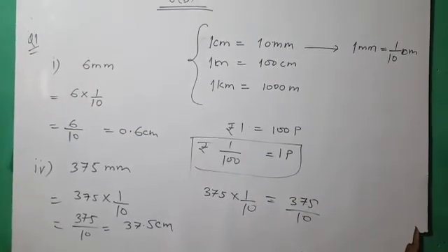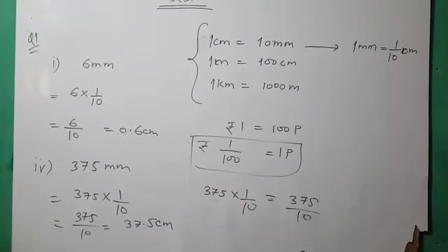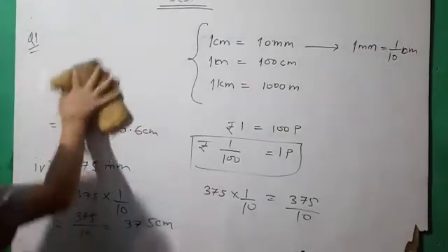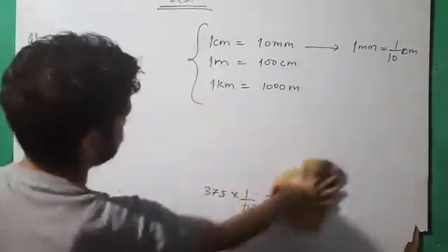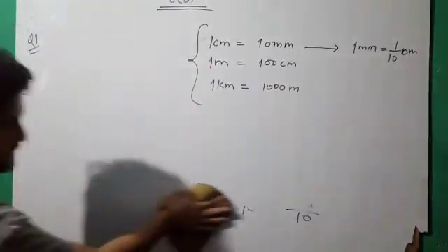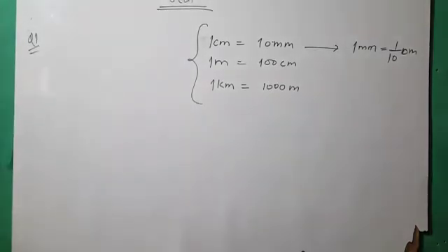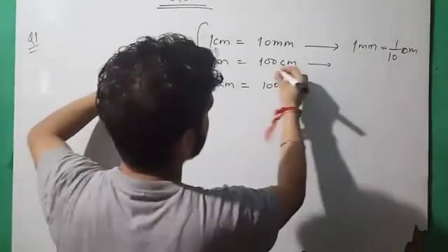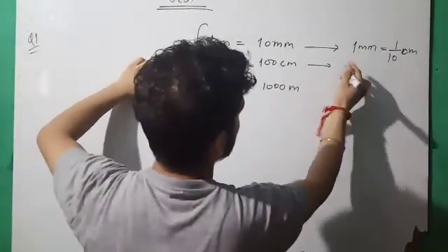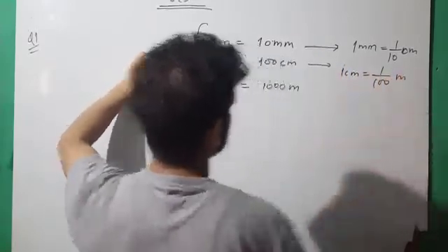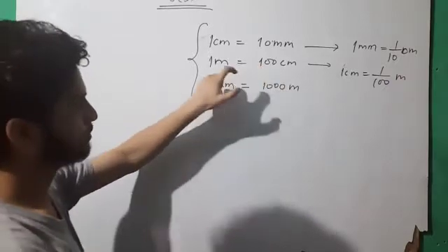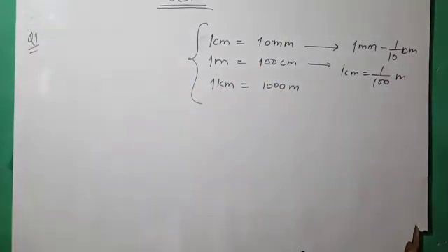Okay, now question number third, express as meter using decimal. Now we have to convert using the formula for meter and centimeter. We know 1 meter equals 100 centimeter, so we can easily convert: 1 centimeter equals 1 by 100 meter. Yes or no? 1 centimeter equals 1 by 100. Just divide it by 100.